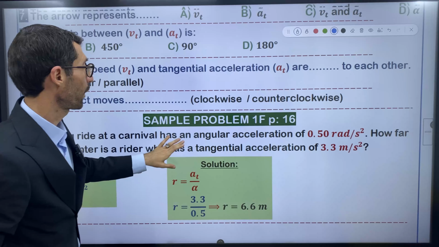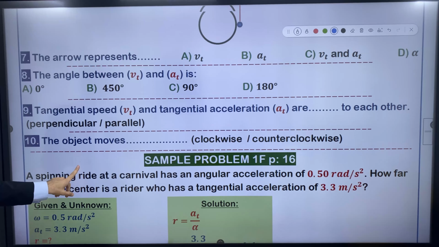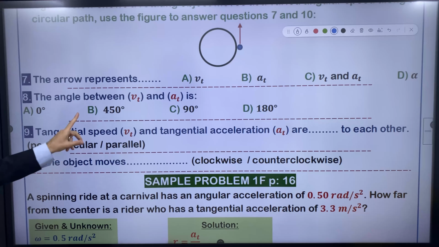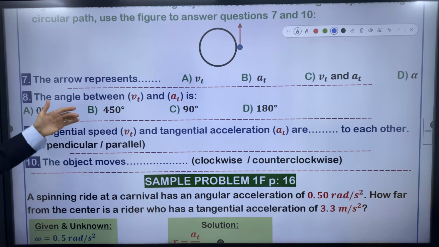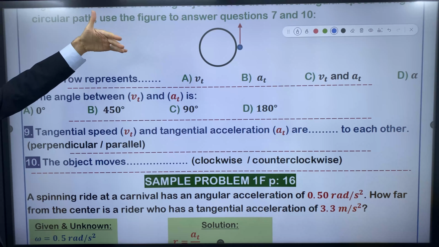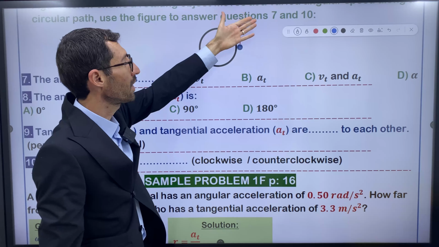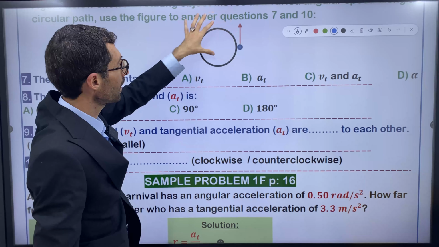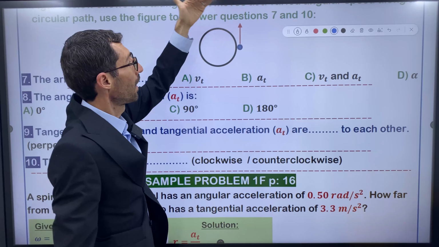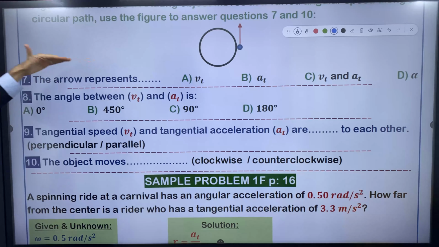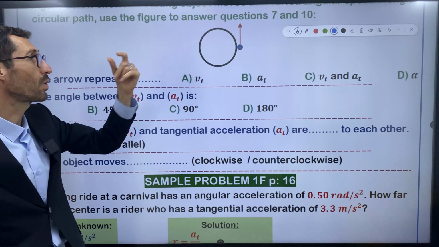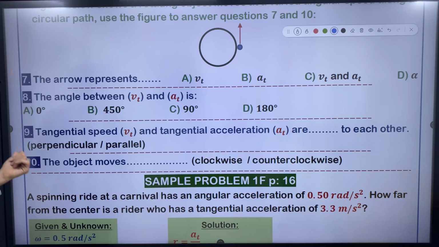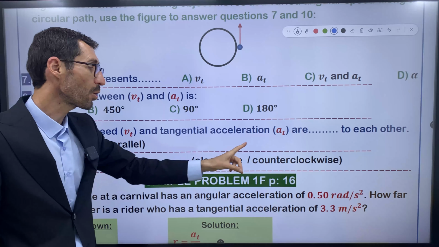It talks about the figure. It says the object moves clockwise or counterclockwise. Actually, I read the question for you. Yeah, I read it, and this figure is dedicated for what? For question number 7, 8, 9, and 10. So all of these questions are about the same figure. The last question about the figure says the object moves clockwise or counterclockwise.